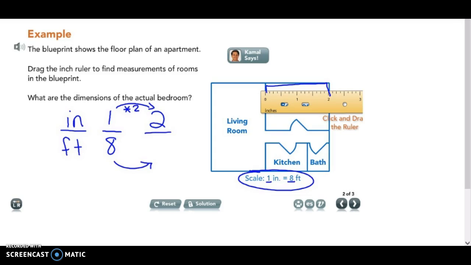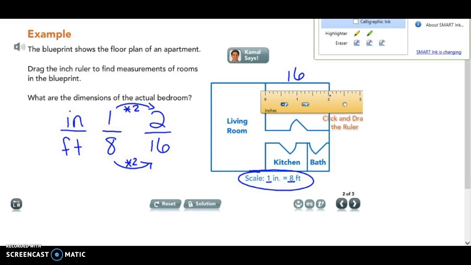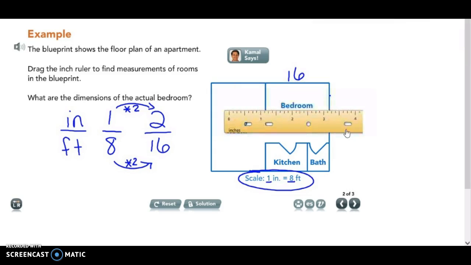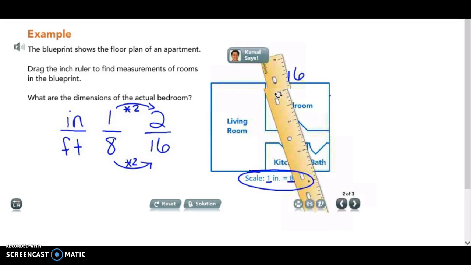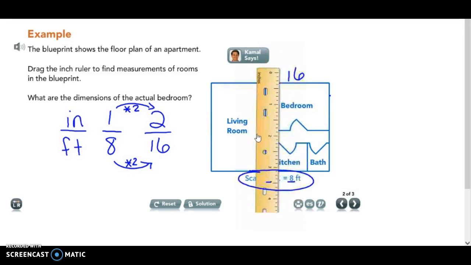So whatever you do to the top, be fair and do to the bottom. So we're going to find that this wall right here is 16 feet long. Now that we know that, we're going to go ahead and find how wide it is. So we're going to take our ruler and we're going to turn it. And we're going to measure.